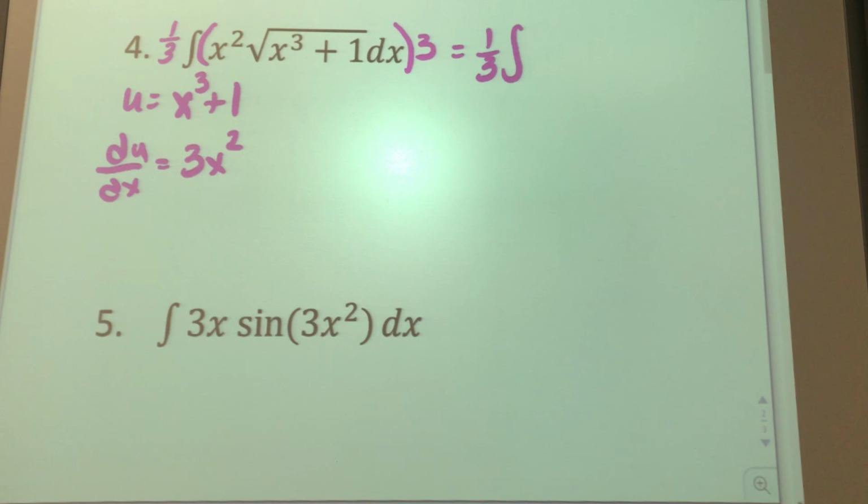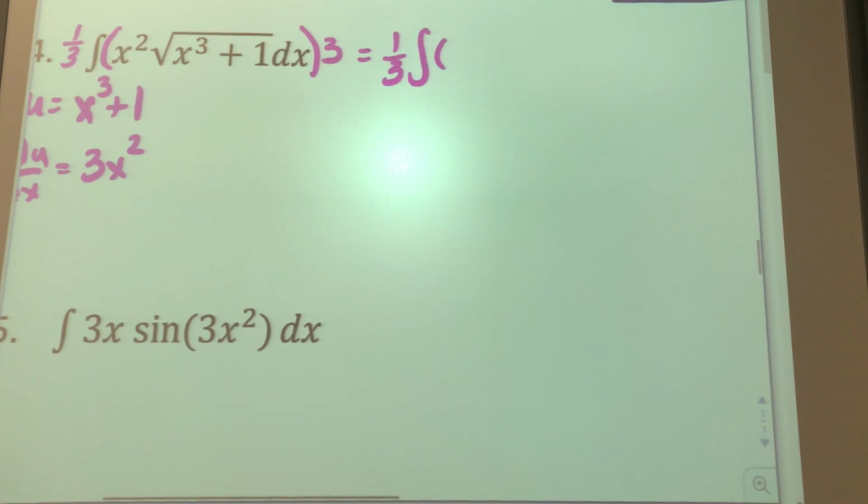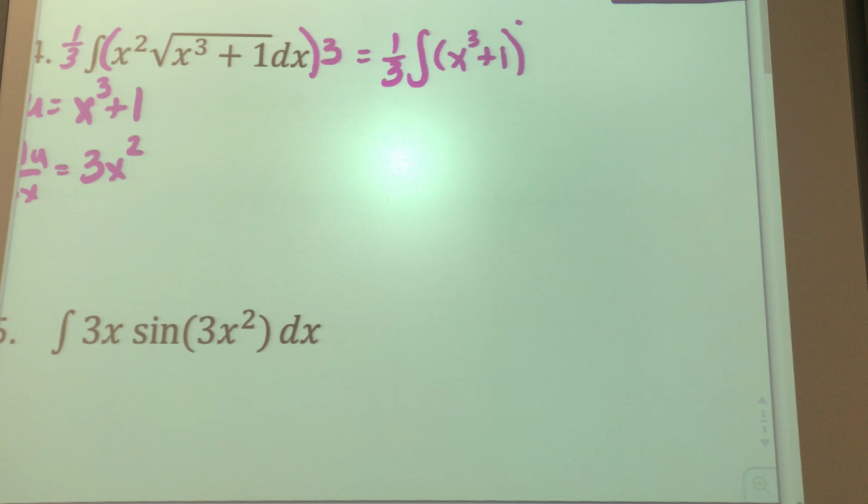All right, and again, I'm going to rearrange this. I'm also going to write my square root with a power of 1/2. Alright, so I have that x squared in the front, I'm multiplying by 3 on the back, so that's going to be 3x squared dx.